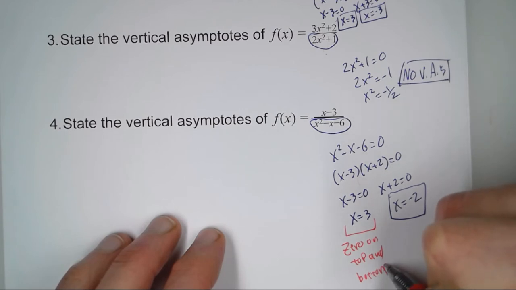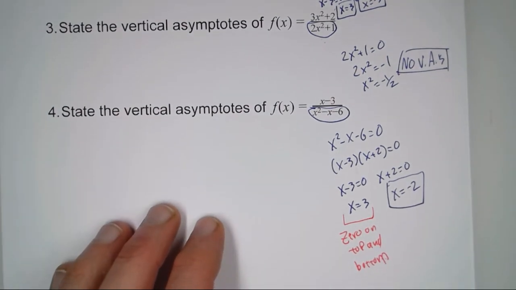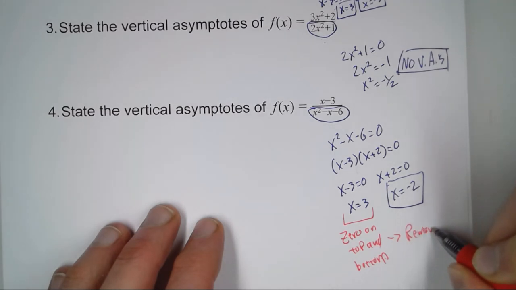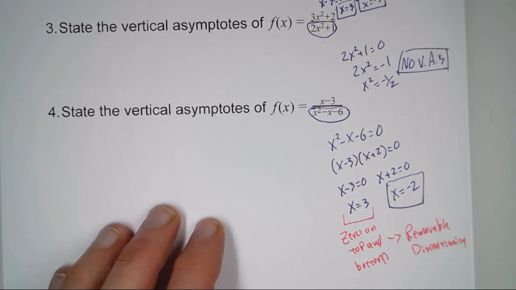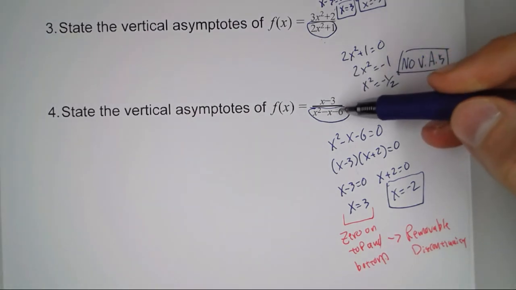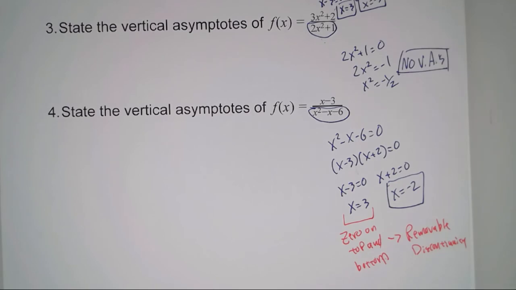And what that reveals isn't a vertical asymptote, but rather what we call a removable discontinuity. So this graph only has one vertical asymptote. Only negative 2 will produce a denominator of 0.